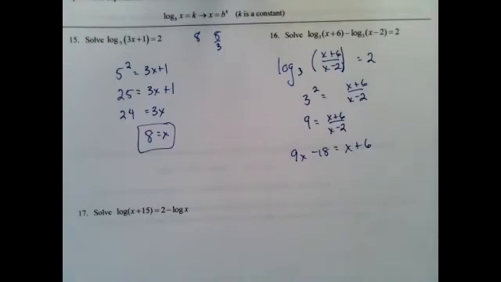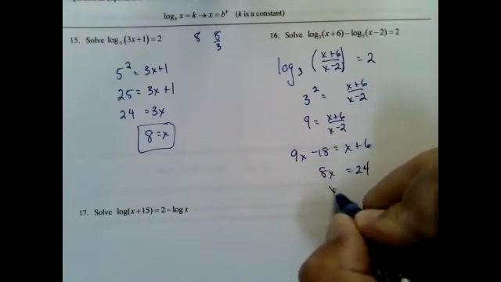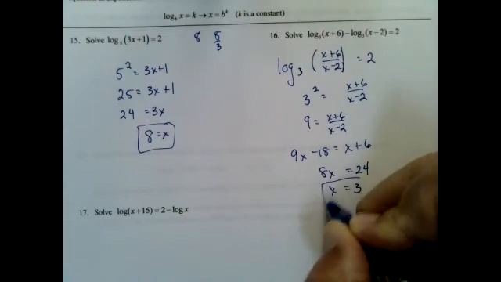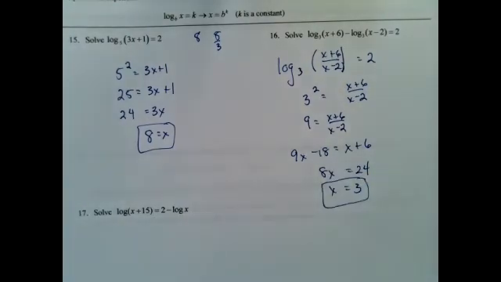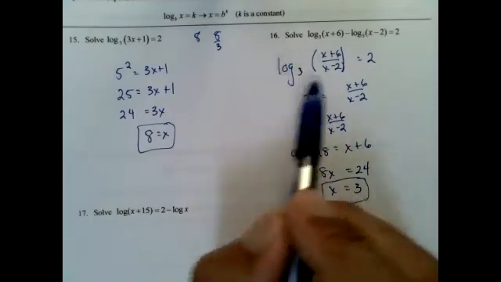9x minus 18 equals x plus 6. 8x equals 24. X equals 3. I like it. I love it. So I made it look like that. I got it to be a single log.